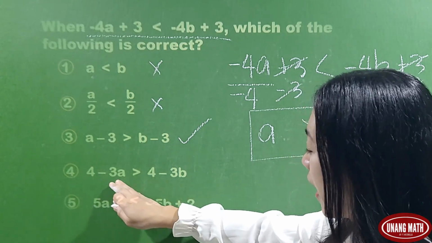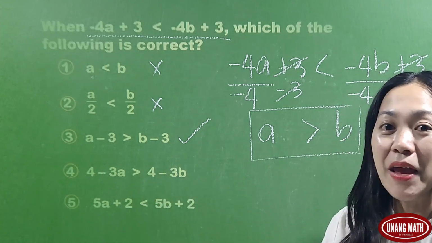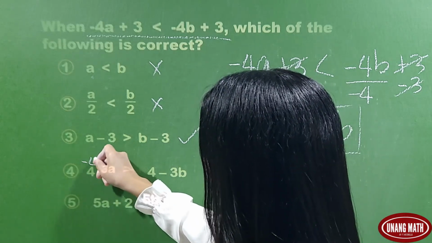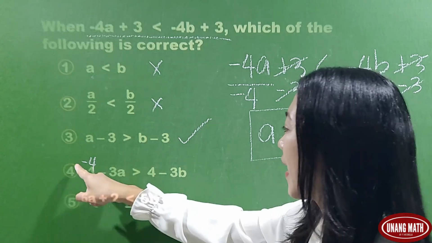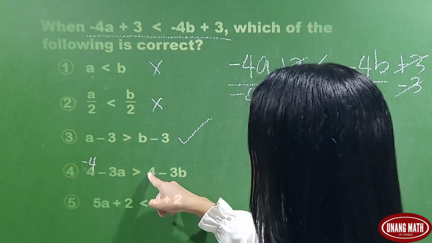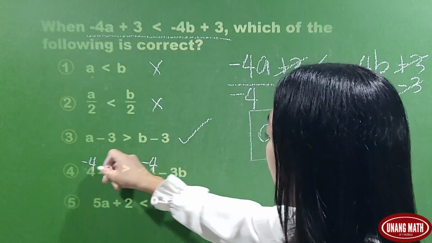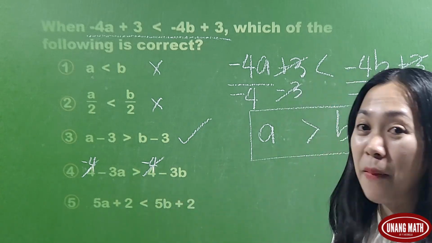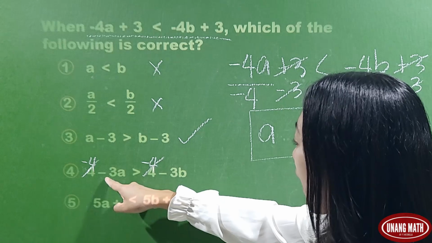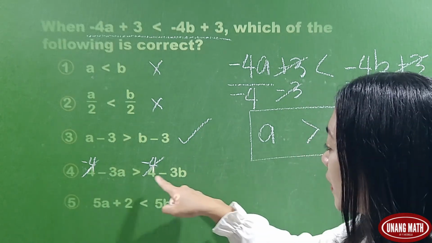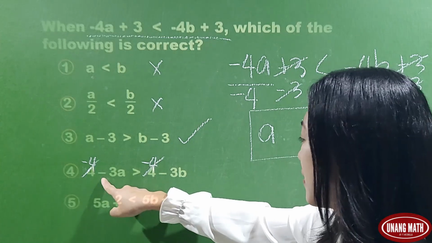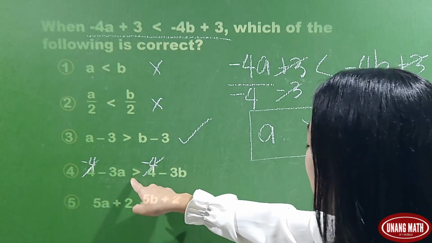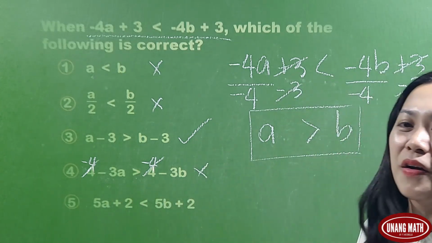Okay, what about number 4? 4 minus 3a is greater than 4 minus 3b. We can simplify this by subtracting 4 from both sides of this inequality. So this is minus 4 and this will be canceled. So we only have negative 3a is greater than negative 3b. Okay, let's see. We multiplied both sides of this inequality by a negative number. Since this is a negative number, the symbol should reverse or change, but this is still greater than, so this is not correct.